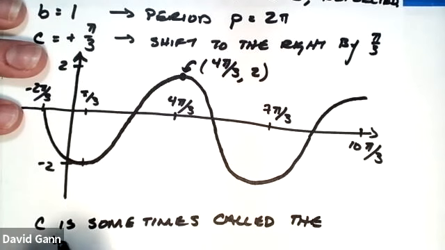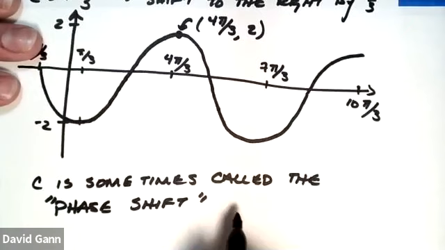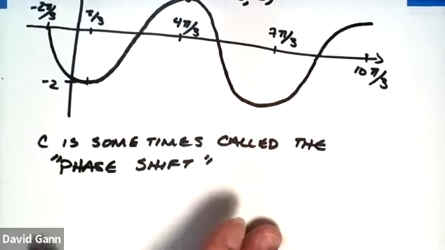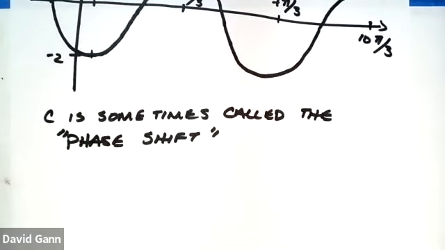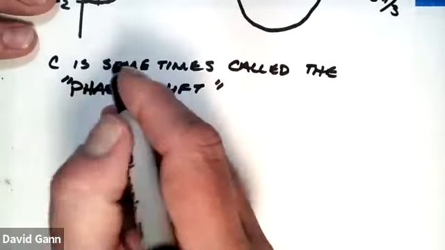I know that's kind of a weird term, but I'm going to throw it out there because I think you see it mentioned in the textbook. So C is sometimes called the phase shift. It's also called the horizontal translation. The horizontal translation makes more sense, but the phase shift is something that's actually used in physics quite a bit. Anyways, so let's try another graph.